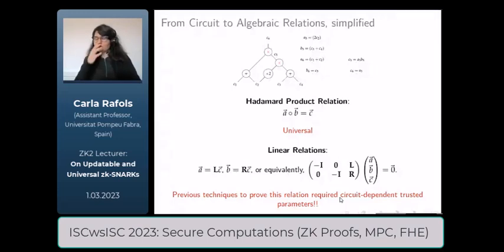Sorry, Carla. I'm confused with this concept of universal, which you say. What are the inputs of this universal circuit that you construct?